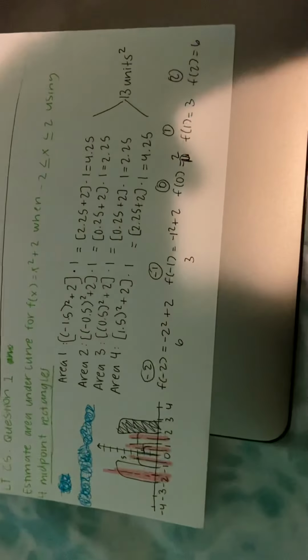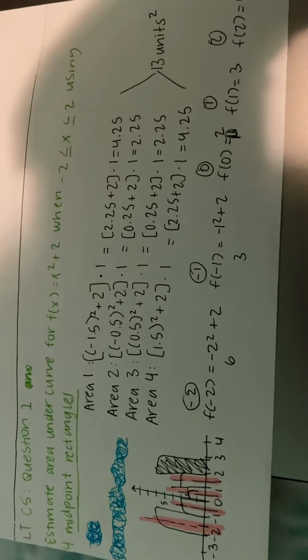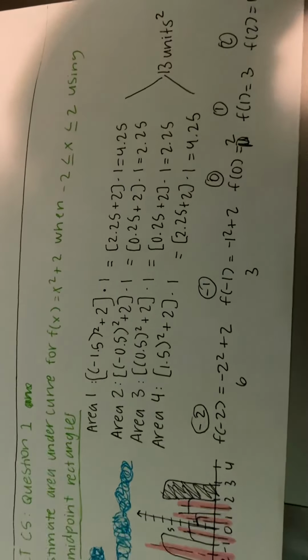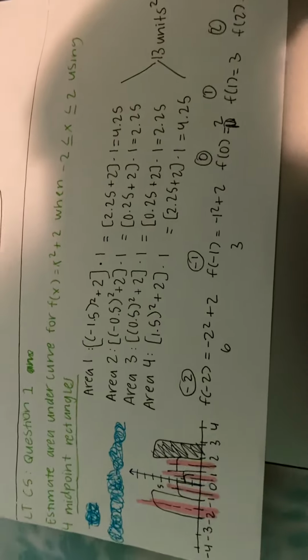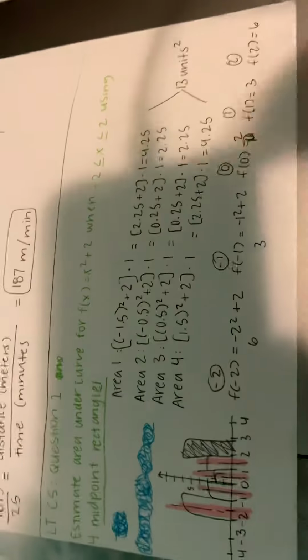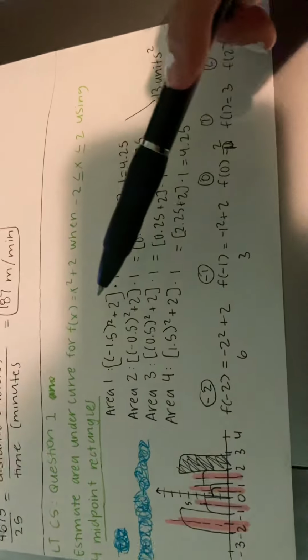So this is learning target number 5. This is problem number 1. And problem number 1 is asking you to estimate the area under the curve for f of x equals x squared from -2 to 2 using four midpoint rectangles. So what you would do is sub in the values from -2 to 2 into f of x.